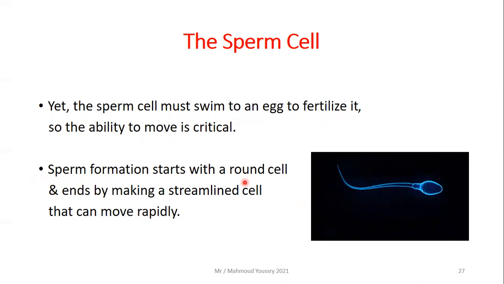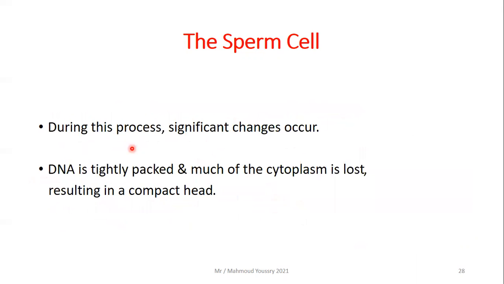Sperm formation starts with a round cell and ends by making a streamlined cell that can move rapidly. This streamlined shape helps the sperm cell move rapidly. During this process, significant changes occur. Like what? The DNA is tightly packed and much of the cytoplasm is lost, resulting in a compact head.